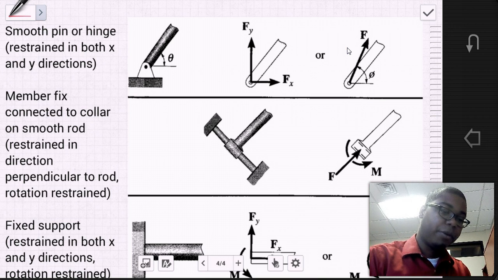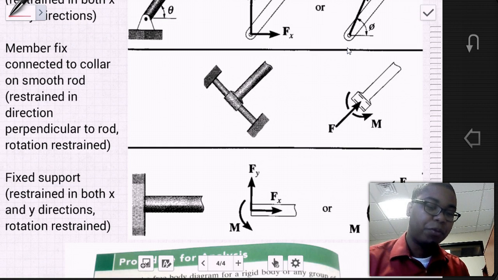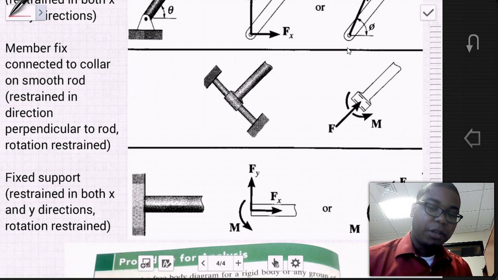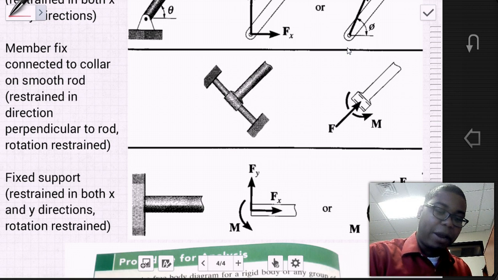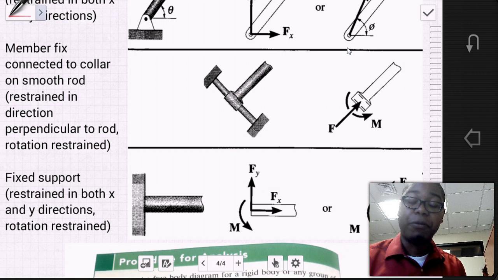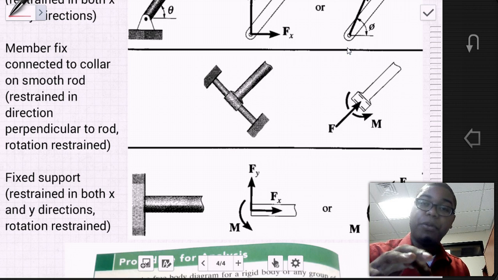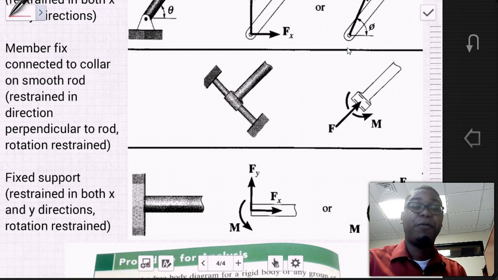Another example is a member fixed connected to a collar on a smooth rod. In this case, the member is fixed connected and not pin connected, so the member can't rotate about the collar. And it's also restricted to travel. The member is restricted or restrained in the direction perpendicular to the rod, and it cannot rotate. Due to that, we know that there's going to be a force that develops perpendicular to the rod, but we also know that there's going to be a moment that develops because the member is not able to rotate about the rod.